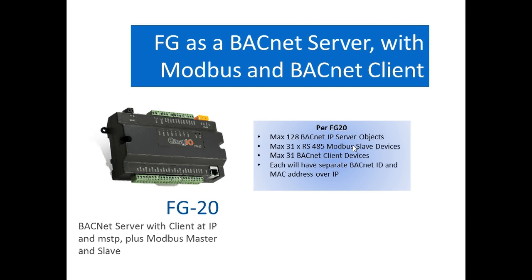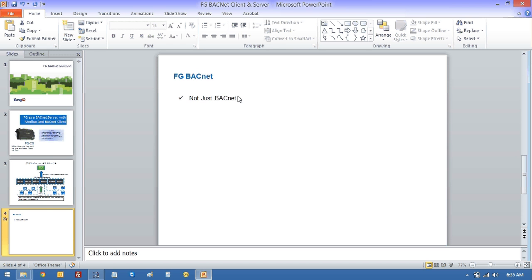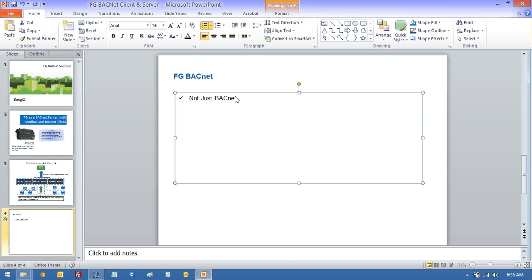I've got some notes. I'm actually going to make notes as we're going through this. The first thing is that obviously FG is not just BACnet. It is also Sedona, Modbus, Master and Slave, all at IP and serial levels, and that includes BACnet also.